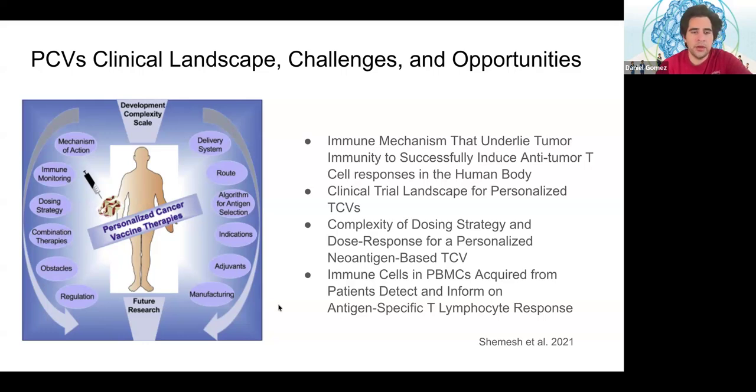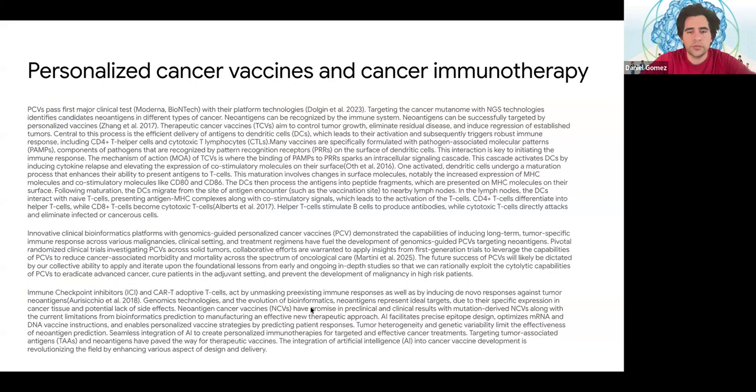So for the development of these PCVs and TCVs, we have to know the mechanism of action, the delivery system, the immune monitoring, the route, the dosing strategy, the algorithm for antigen selection, indication, adjuvants, manufacturing, combination therapies, and obstacles and regulation. So these are all the different steps of development and complexity at scale. And this is going into future research. I'll go ahead and skip over this slide. Most of it is how it works, kind of describing the platform.